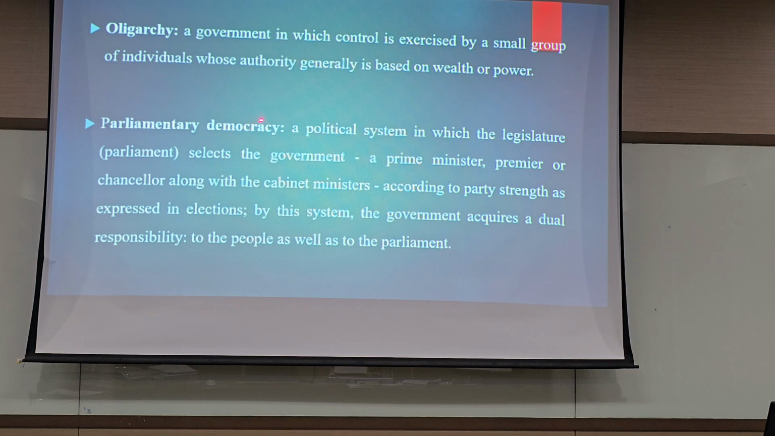So parliamentary democracy: a political system in which the legislature selects the government, a prime minister, a premier, or councillor, along with the cabinet ministers, according to party strength as expressed in the elections. By this system, the government acquires a dual responsibility to the people as well as to the parliament. Yeah, you'll be hearing parliamentary democracy.